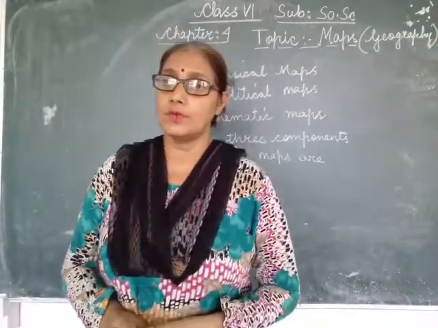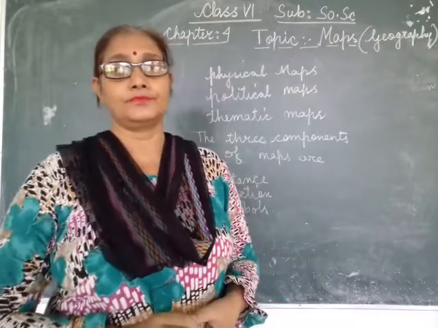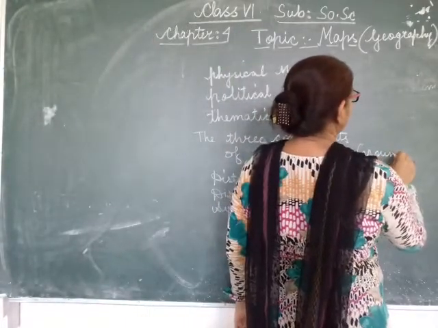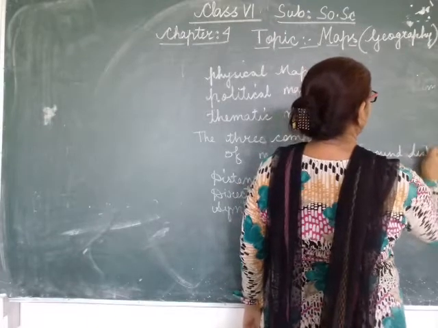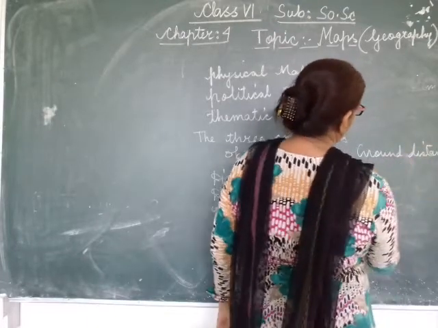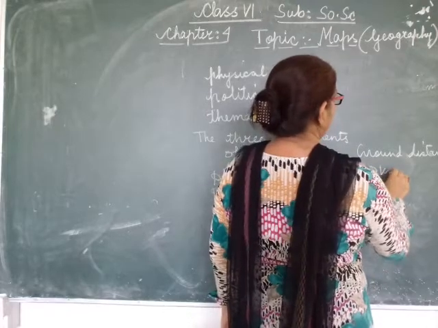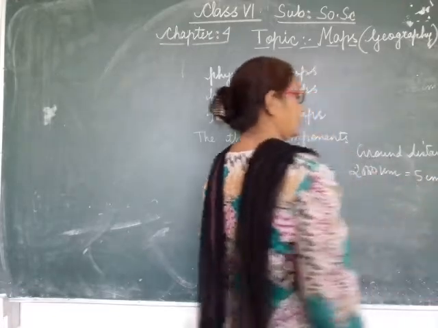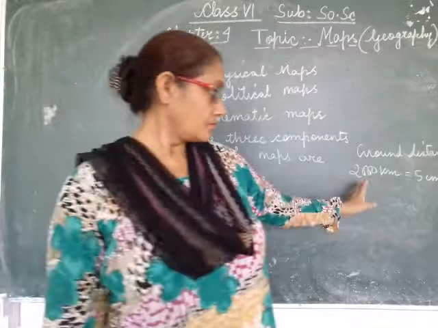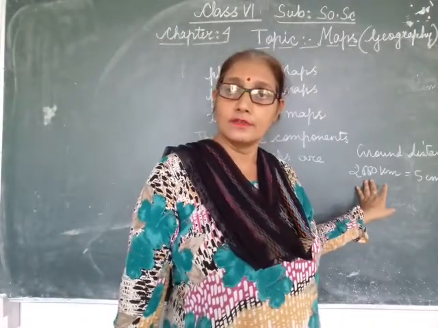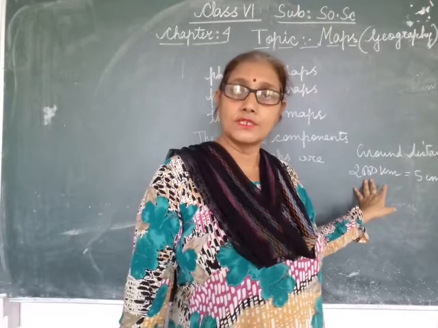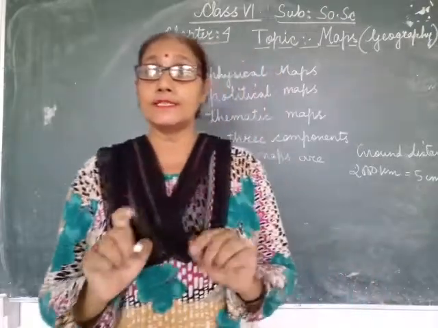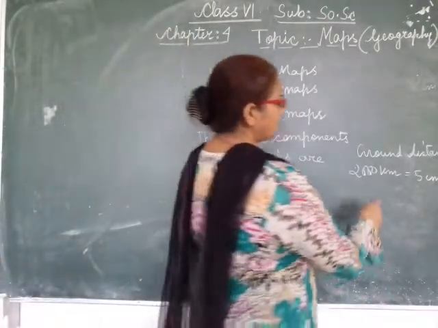The ground distance is 2000 kilometer and the ratio is how much? The map scale will be how much? Ground distance 2000 kilometer, and on the map you will show how much? Equal to 5 centimeters. That means if on the ground it is 2000 kilometer, on the map you will show it as 5 centimeter. That means in 1 centimeter on the map, how much ground distance will be there?